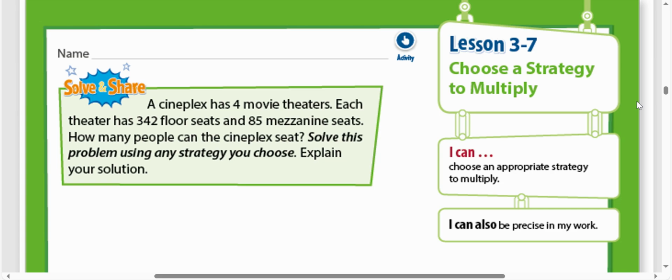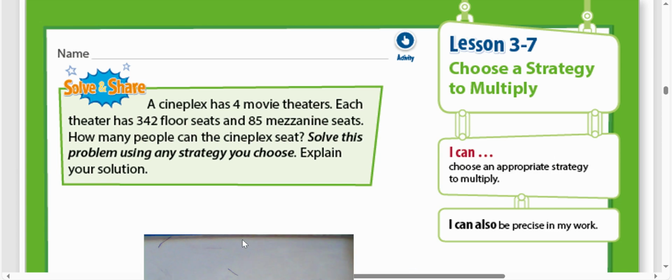Grade 4. Today we'll solve questions from volume number 1 book. Lesson number 7, topic 3: Choose a strategy to multiply. You can choose an appropriate strategy to multiply, like commutative properties and using distributive properties when you multiply a number by the difference between two numbers or the sum of two numbers.